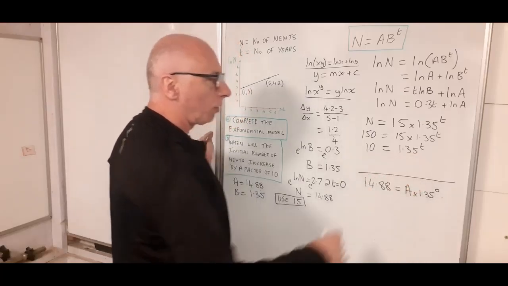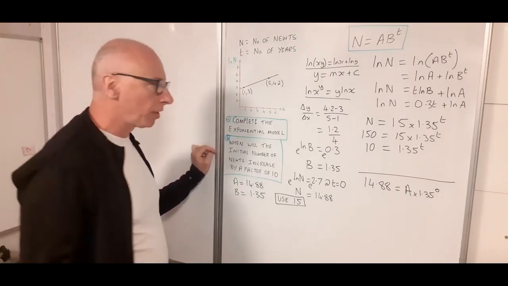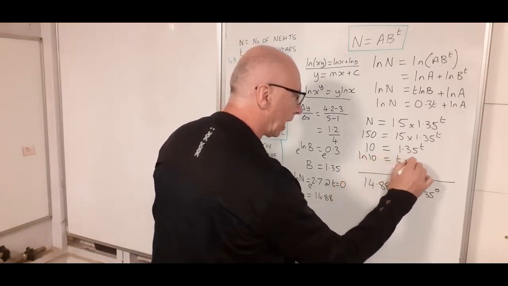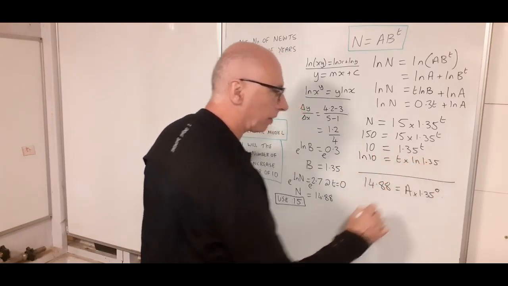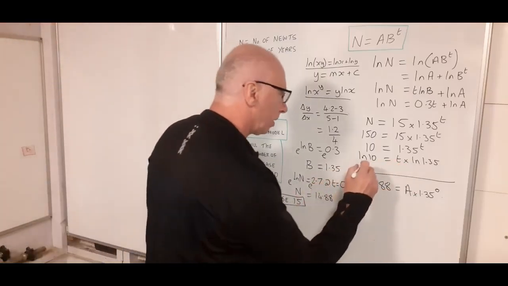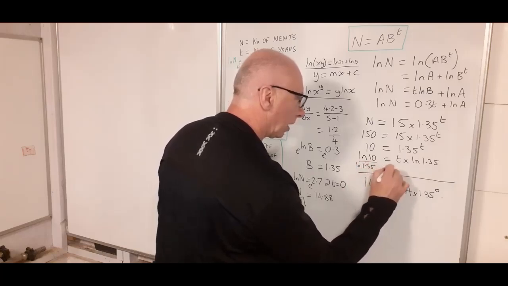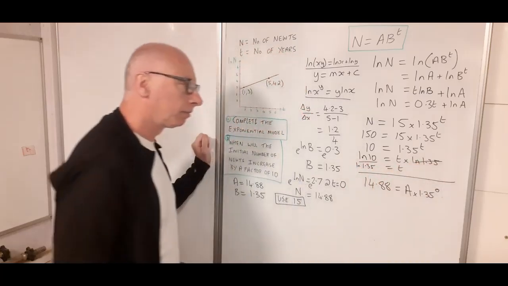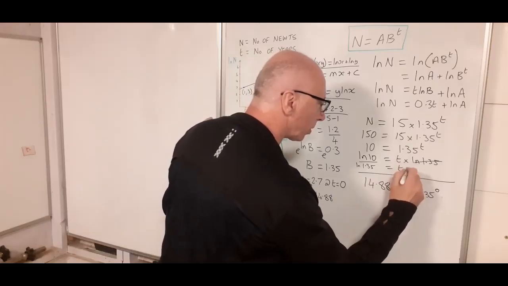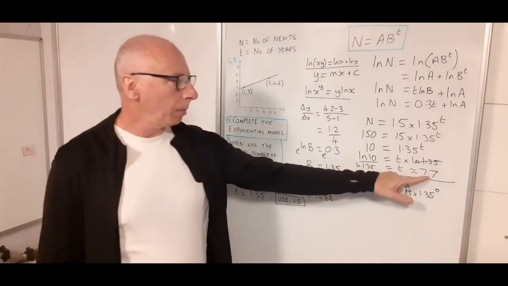So now we're going to solve for t. What I'll do is take the logarithm on both sides. So I've now got ln of 10 equals t times ln 1.35. And then all I do now is divide both sides by ln of 1.35. And that equals t. That will disappear. And if you put that in your calculator, you get approximately just under 7.7. So t would be approximately 7.7.